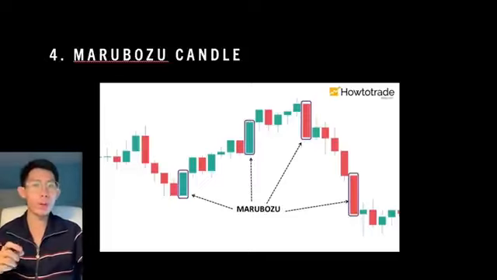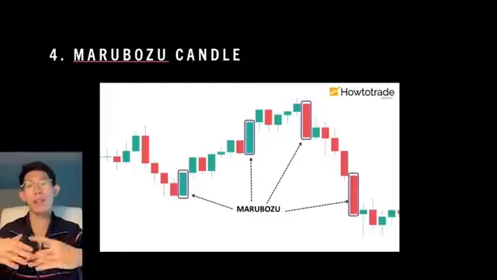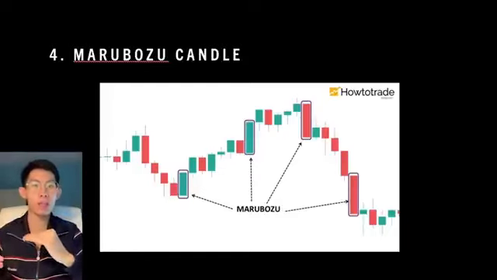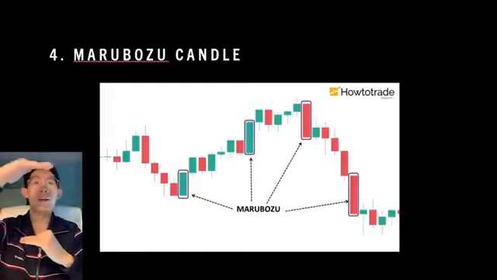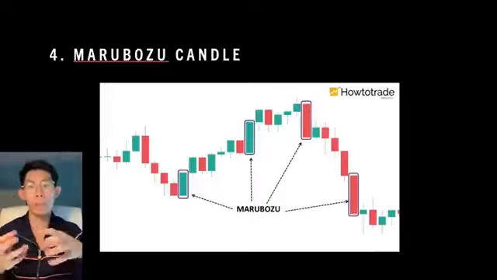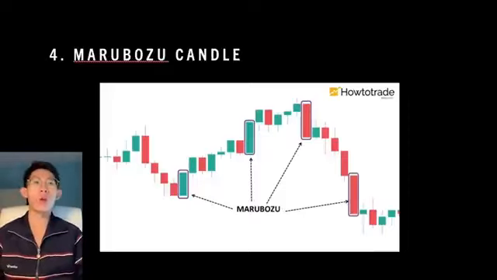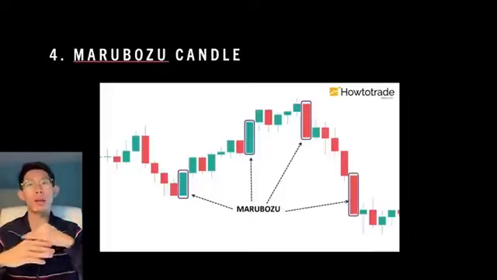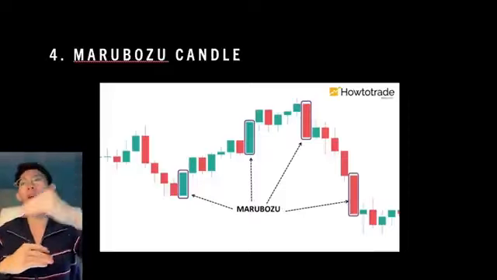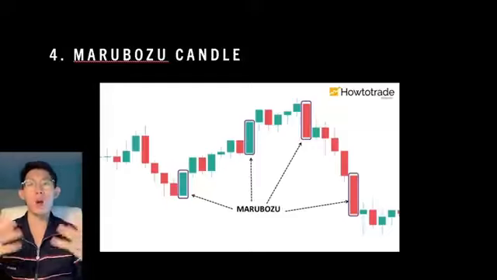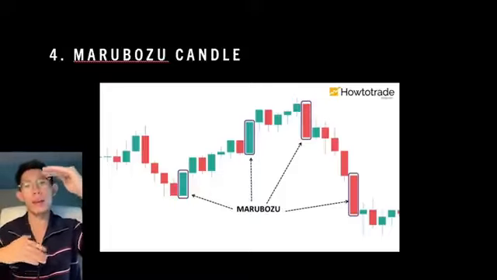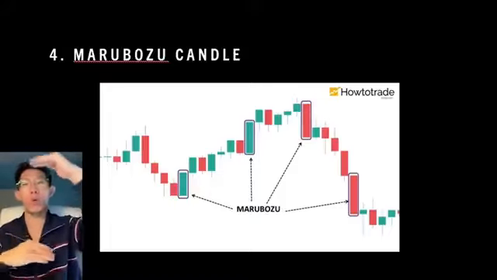And when you see a green Maribozu candlestick, this means that during the session, the candlestick opened at the lowest price and closed at the highest price. So this means that the buyers pretty much maintain control of the price throughout the entire session. And this also means that there is a lot of momentum. So a green Maribozu candle would mean that there is a lot of buying pressure.